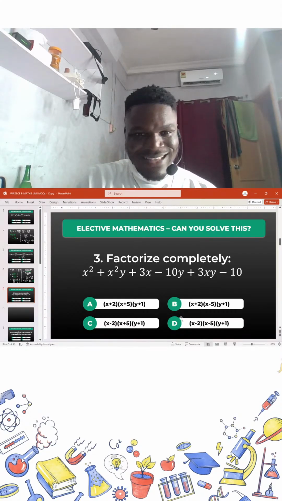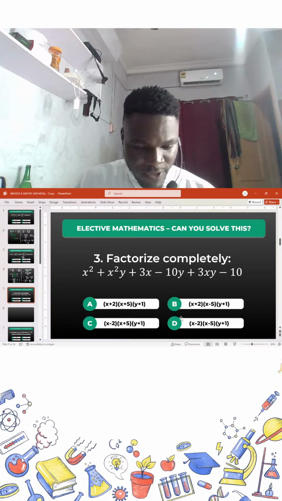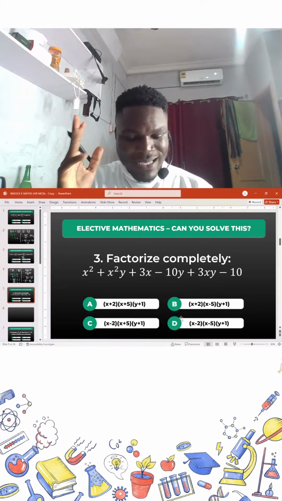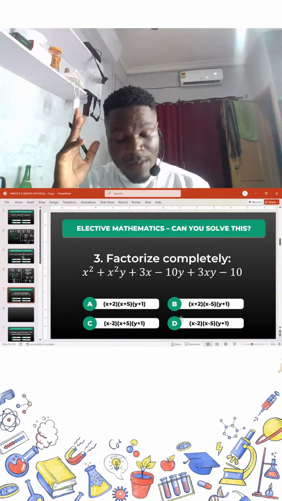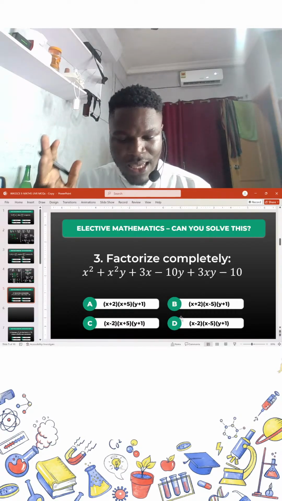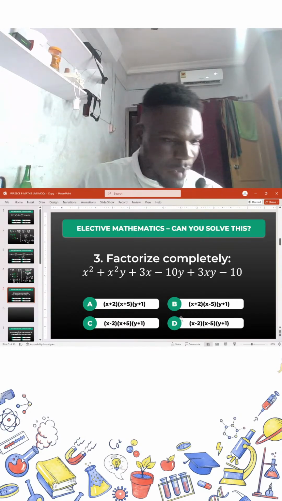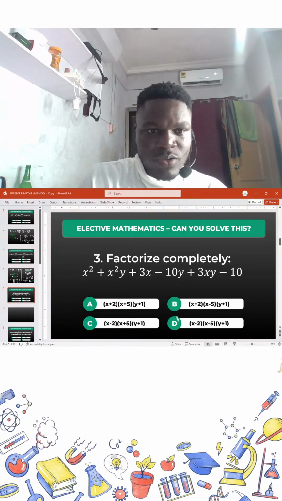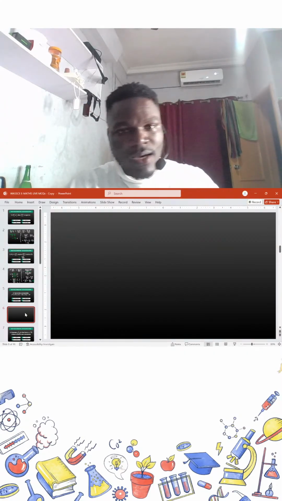All right. So this is the expression that we have: x squared plus x squared y plus 3x minus 10y plus 3xy minus 10. This is the expression that we have, and we are supposed to factorize it completely. So let's look at the solution to that problem.